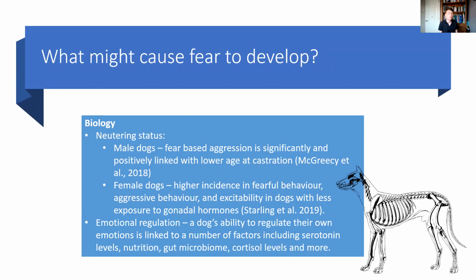Actually, there's a similar thing in female dogs, in the sense that there's generally a higher incidence of fearful behaviour, aggressive behaviour, and excitability in dogs with less exposure to gonadal hormones. So again, if a female dog has been spayed at a younger age, then they are more prone to developing fearful behaviour, aggressive behaviour, and excitability than dogs that are spayed at an older age or not spayed at all.